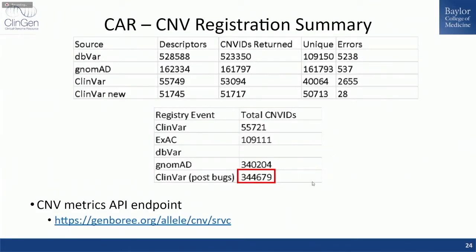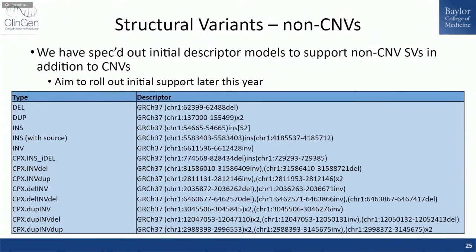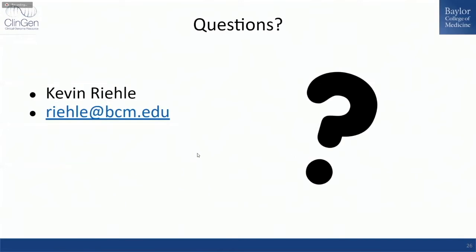And so this is the total number we have right now, about 344,000. So this list is growing, and we have this endpoint here that actually tracks that. I'm not going to show that now. Okay. And so what we've done is that we've also spec'd out non-CNV structural variants, and not to get into these details here, but these of type deletion, duplication, insertion with source, and all the way down to inversions, and then these complex scenarios.